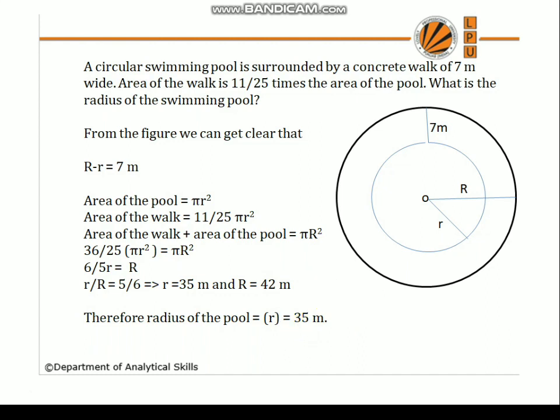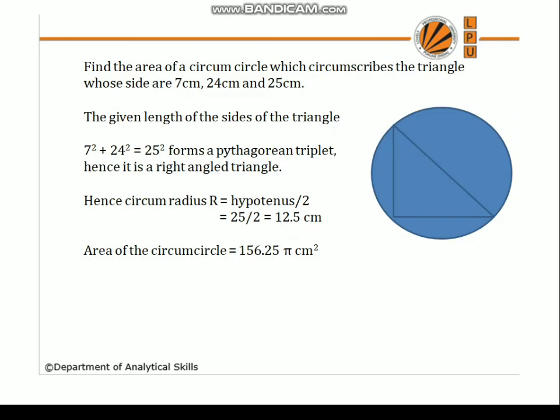Let's see the next problem. Find the area of the circumcircle which circumscribes the triangle whose sides are 7, 24 and 25. As we can see, this is a scalene triangle, but we have to observe the given lengths of the triangle carefully. Here the lengths are 7, 24 and 25, and 7 square plus 24 square is exactly 25 square, which means these three sides form a Pythagorean triplet, hence it is a right angle triangle.